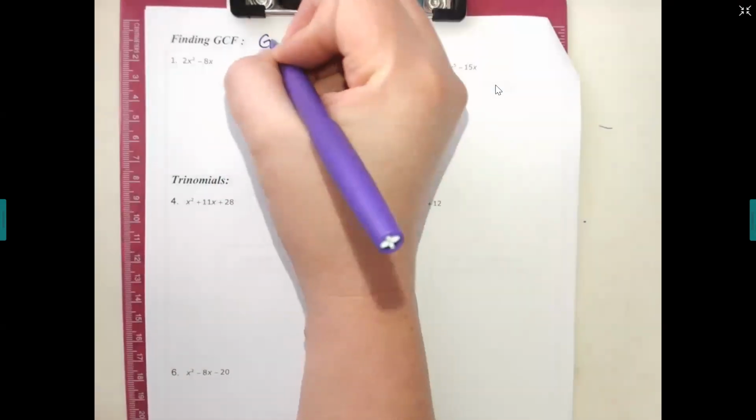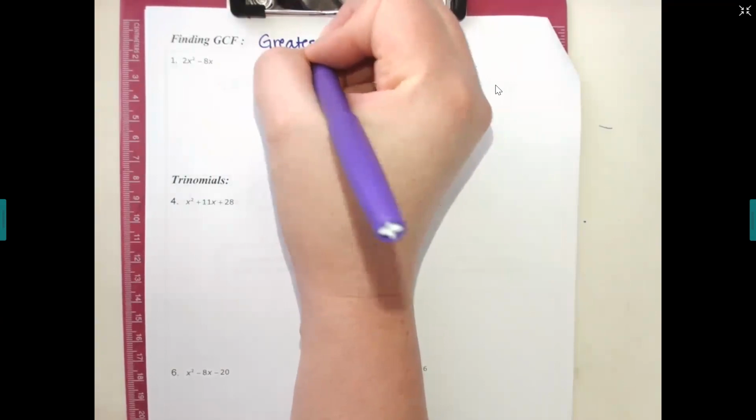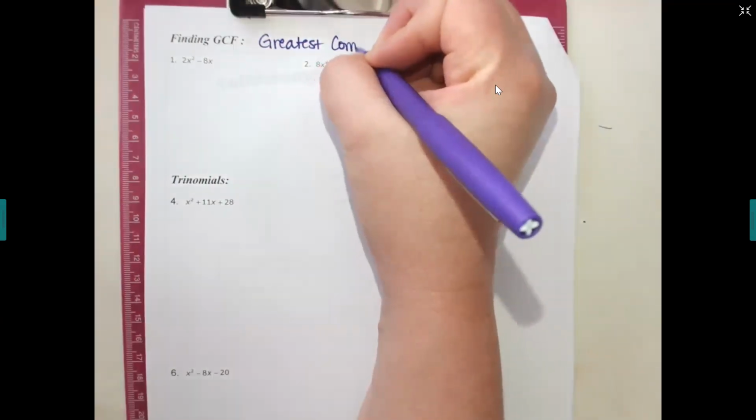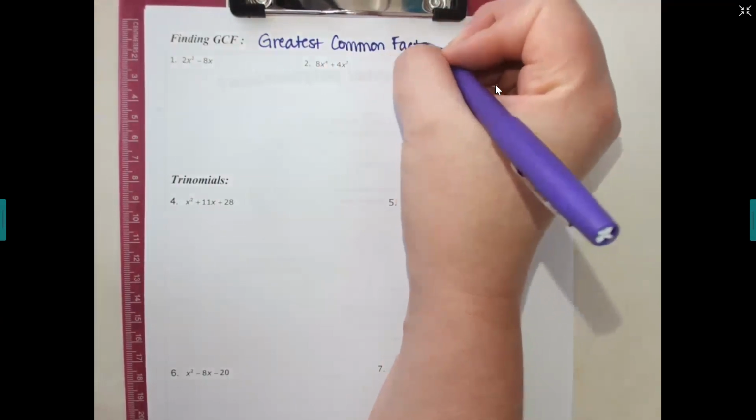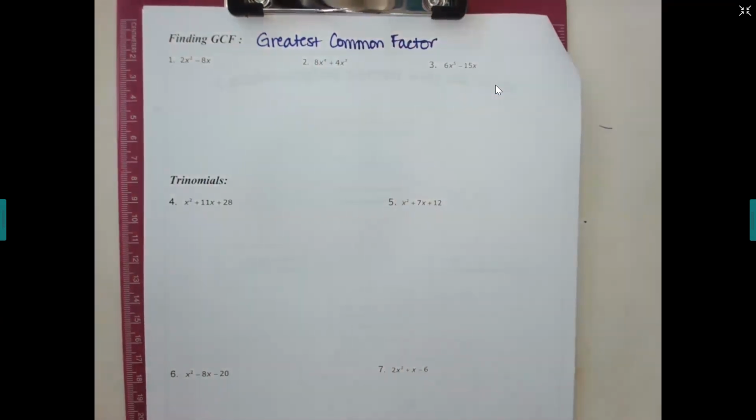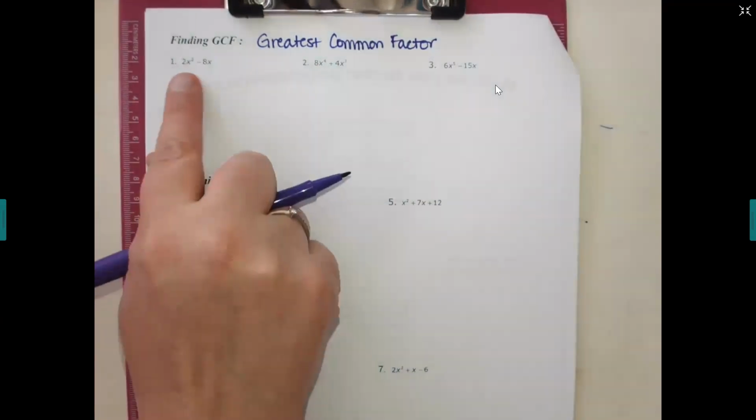Does anyone remember what that stands for? Okay, very good. Greatest common factor is correct. So I'm gonna write that up here at the top. For greatest common factor, you're looking for what every term can divide by that they have in common. So for example, it could be a number, it could be a letter, or it could be both. So on number 1, is there a number that the 2 and the 8 can both divide by?